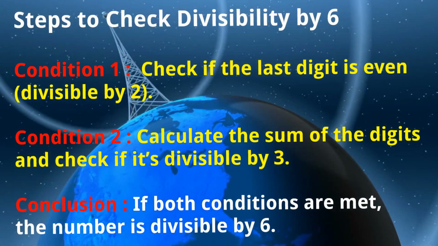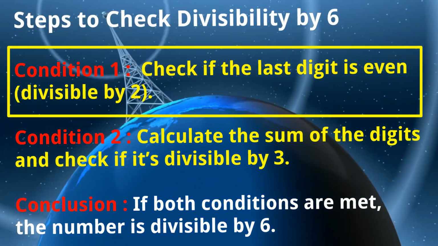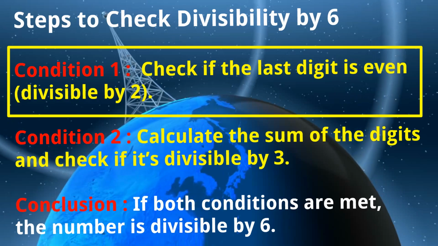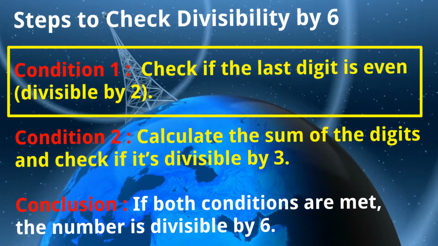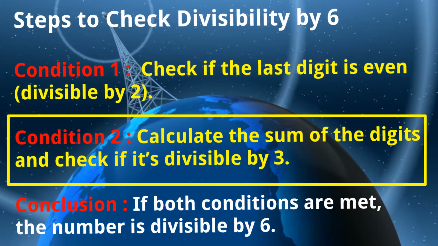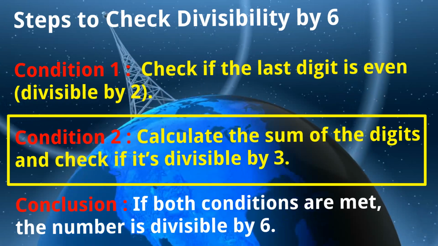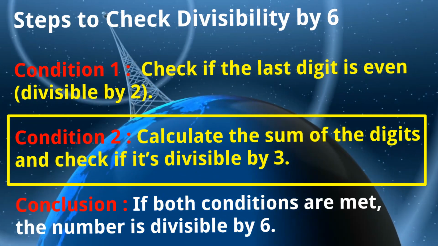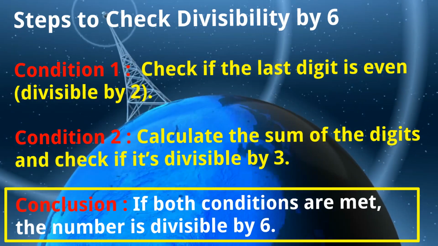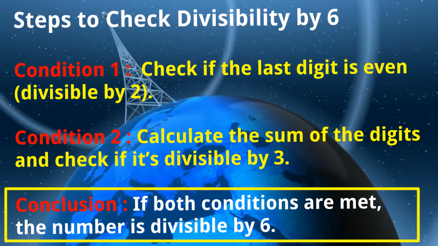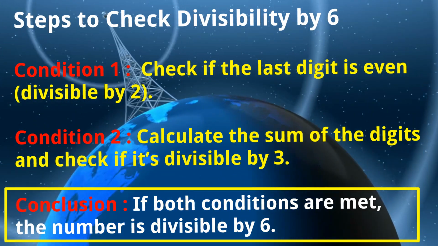Steps to check divisibility by 6. Check if the last digit is even, divisible by 2. Calculate the sum of the digits and check if it is divisible by 3. If both the conditions are met, the number is divisible by 6.